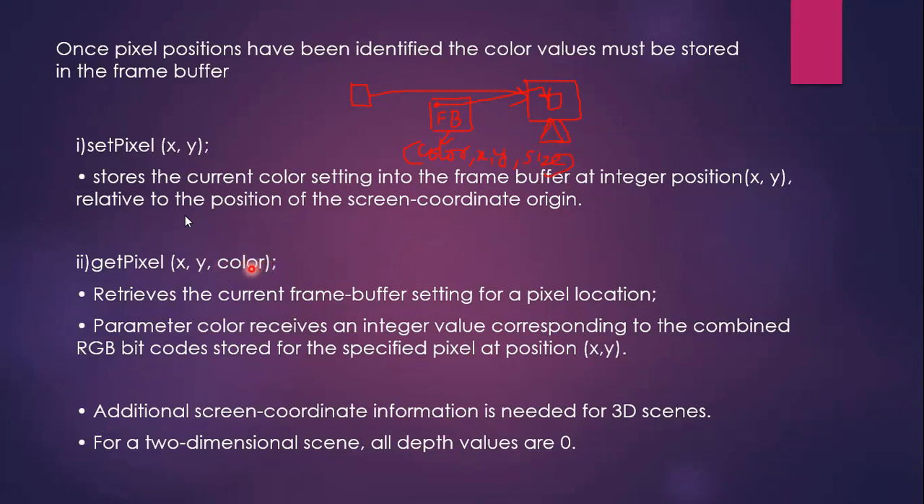Okay, RGB bit codes will be stored, and it will be retrieved for representing the image on the screen. So that is about drawing a 2D image. Suppose you have a 3D image to be represented, then you have to take one more axis, the z axis.